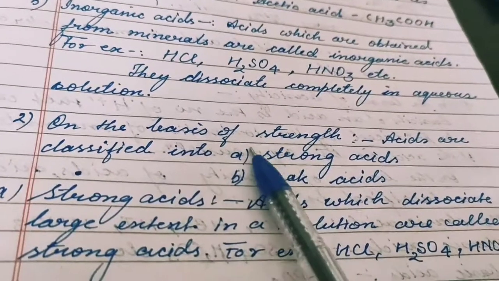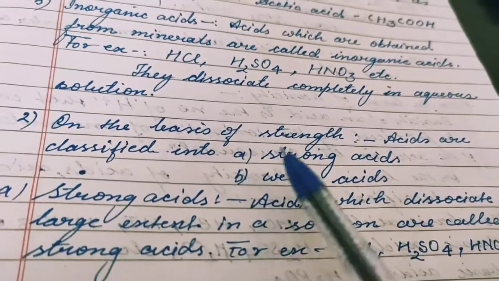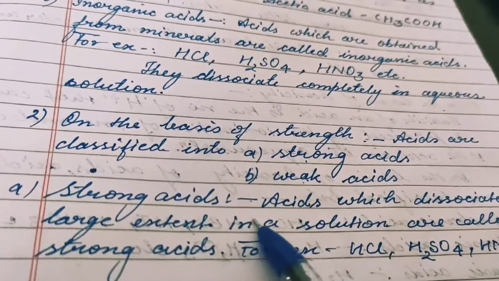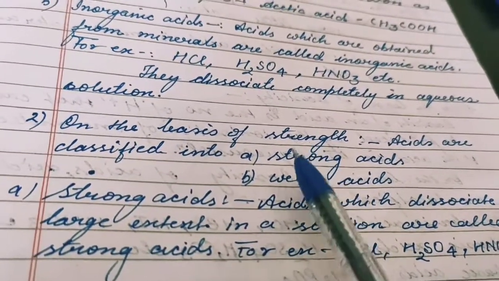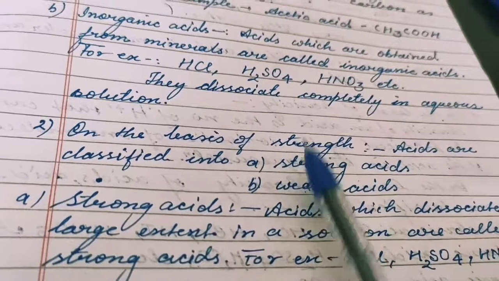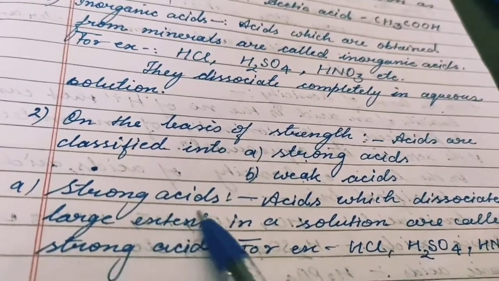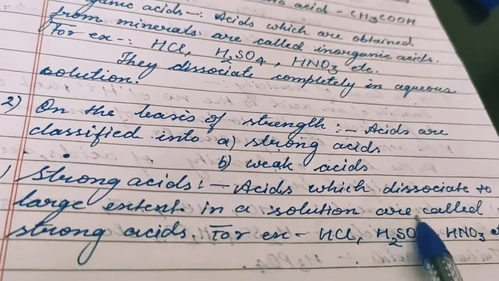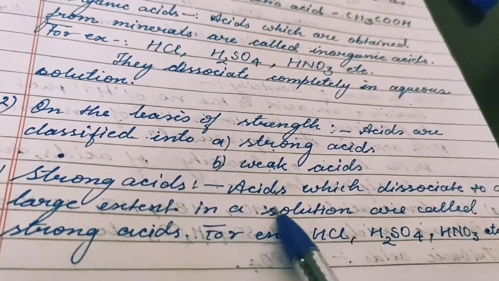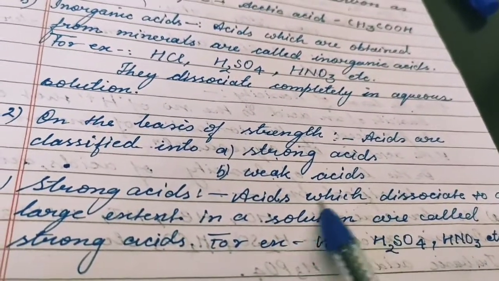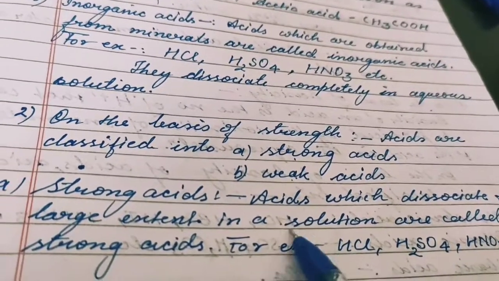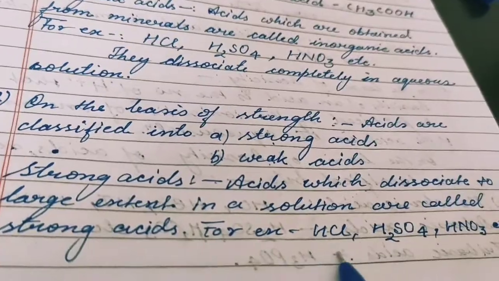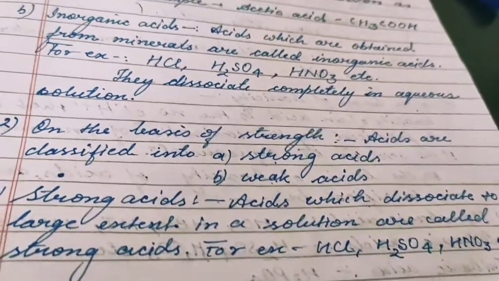So on the basis of the strength, acids are classified into strong acid and weak acid. As I told you, organic acids are the weak acids and mineral acids are the strong acids. So just go through the definition for it. Acids which dissociate to a large extent in a solution are called strong acids. Means those acids which dissociate hydrogen ion completely in aqueous solution, then it is what? Strong acid. For example, HCl, H2SO4 and HNO3.